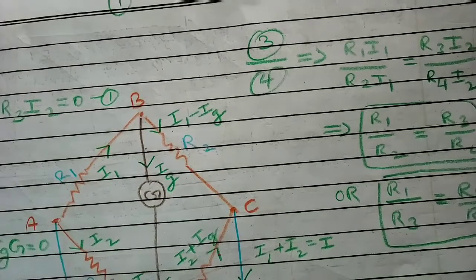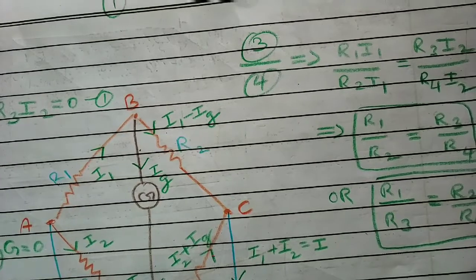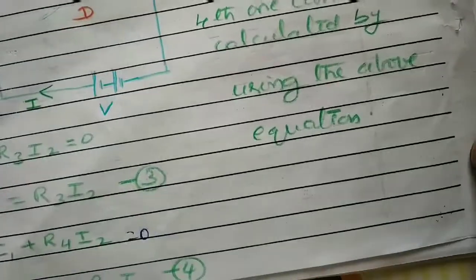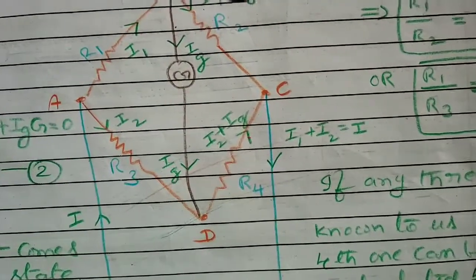So from this equation, we can find out one value. Means what? Among R1, R2, R3, R4, if 3 are known to us, the 4th one we can calculate. So for that, it is useful. That is why this is the equation we derived.